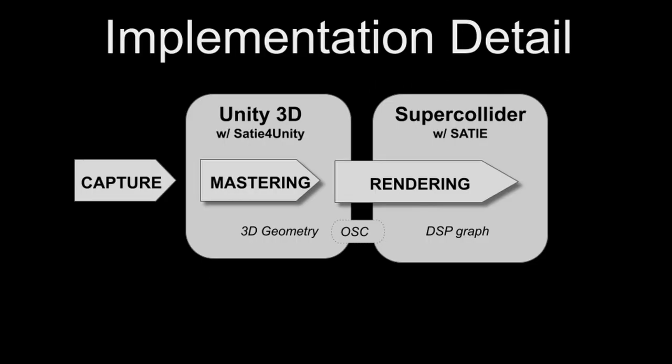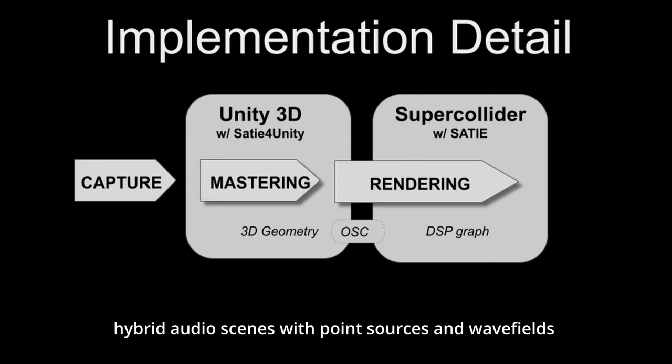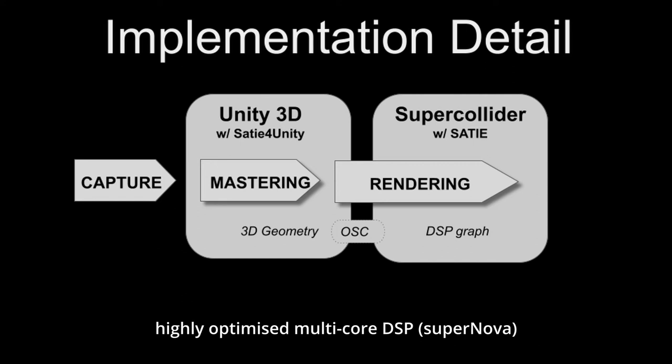Here you can see how sections of our pipeline integrate Unity and SuperCollider. Some noteworthy features. A high-density, real-time dynamic DSP graph, limited only by computing power. Hybrid integration of point source and wave field representations. Highly optimized multi-core DSP using Supernova. Network-based architecture for distributability and scalability, and platform independence.